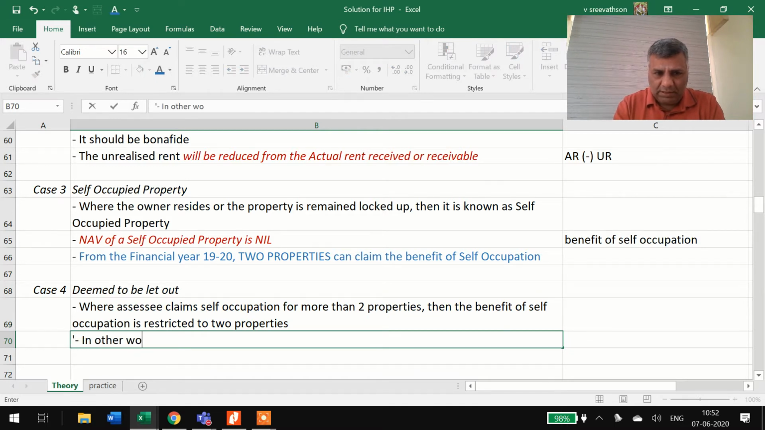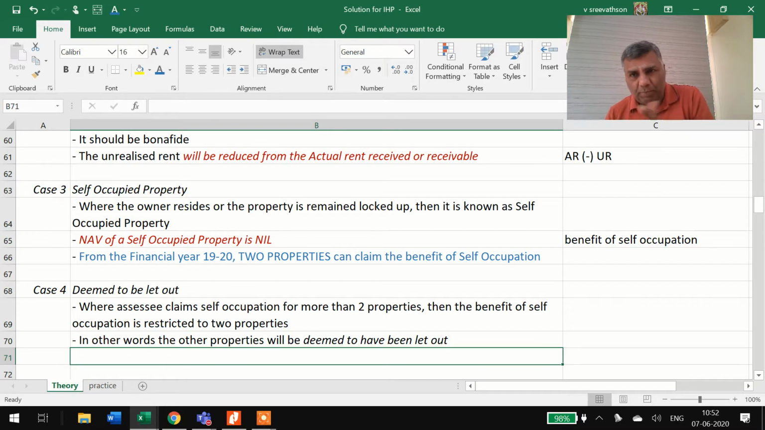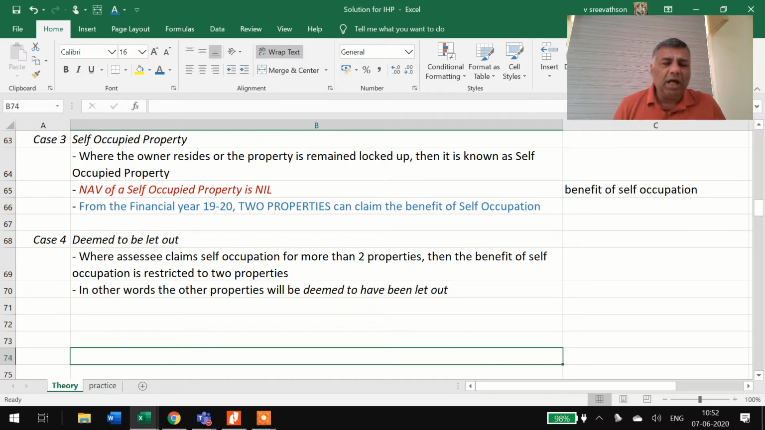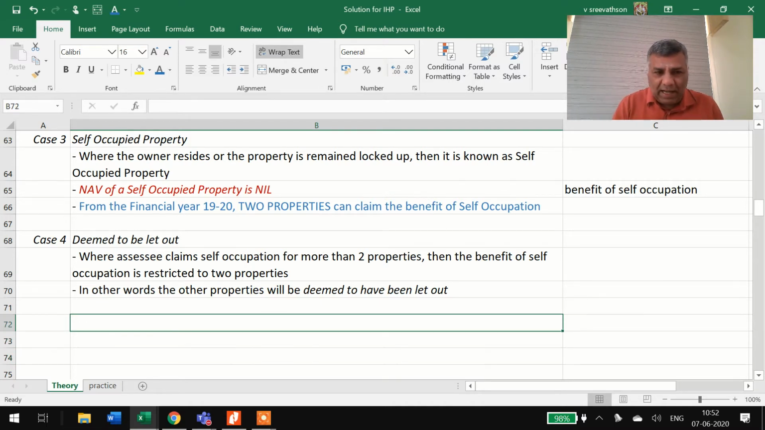In other words, the other property, or properties if you have 4 or 5, will be taken as deemed to have been let out. Okay. Normally, what is the mentality of the assessee?